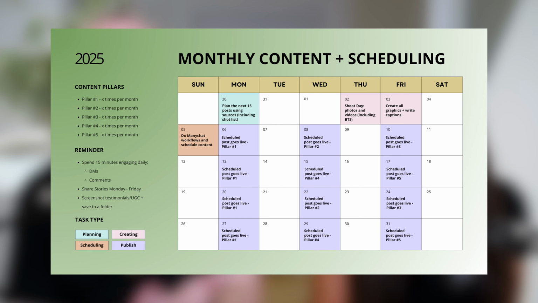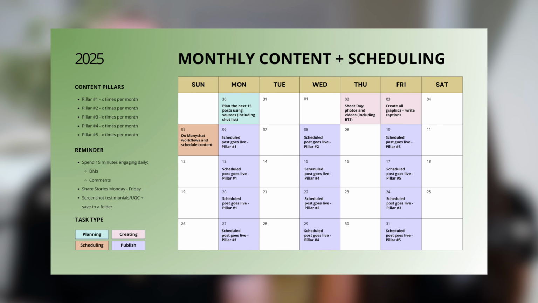And if you'd like to learn more on how to create content pillars, and then say Thursday, which would be shooting and filming, including B-roll and BTS content that can be leveraged in stories. Then on Friday, creating any graphics and writing captions for 3 posts per week, including any hashtags.